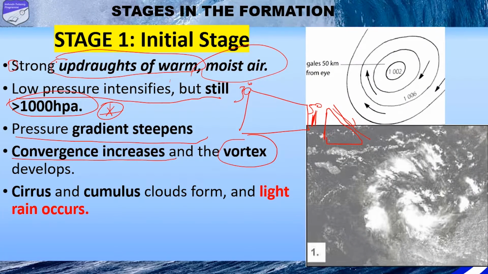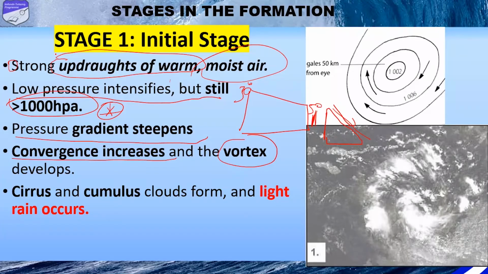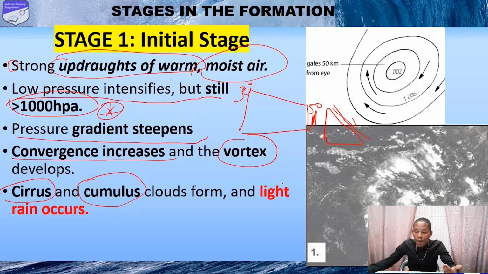Look at our first bullet there, the strong updraft of warm air. Where is that air going to? It contains moisture. Where is it going to? Very good. It's going to the atmosphere to form clouds. This is where we say cirrus and cumulus clouds are going to form. These are smaller clouds compared to the cumulonimbus clouds that I've been telling you about from our first lesson. These ones are much smaller. Therefore, we're going to have light rainfall.